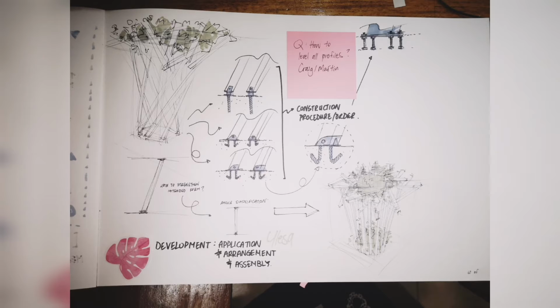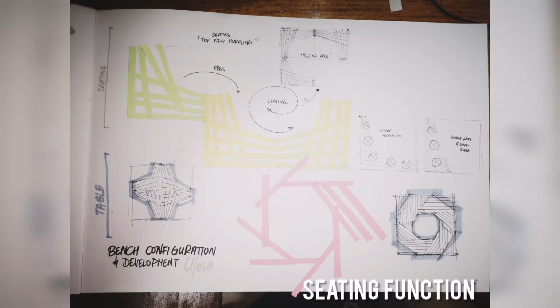A little bit more exploration into the complex geometry. And here, exploration of a functional seating, and configurations thereof, in what way you could combine them to create different kinds of spaces and environments outdoors.